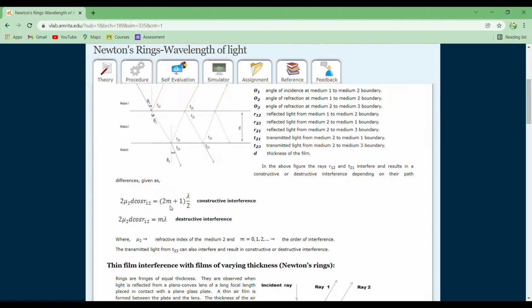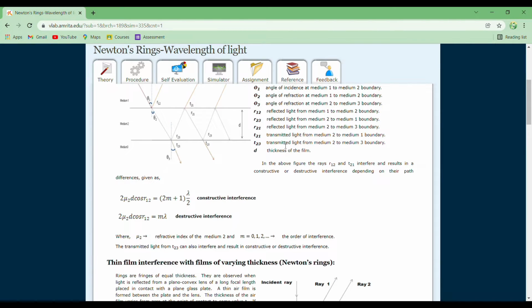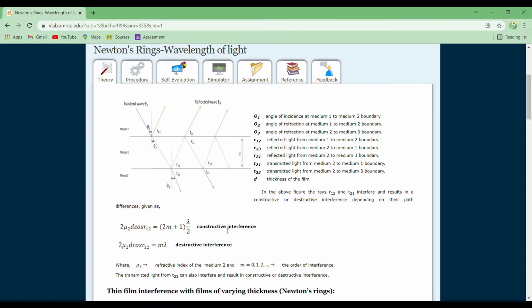Now here the conditions have been written for constructive and destructive interference. So these are the conditions, where m is the mth order fringe. One is for destructive, meaning dark fringe, and the other is for bright fringe.